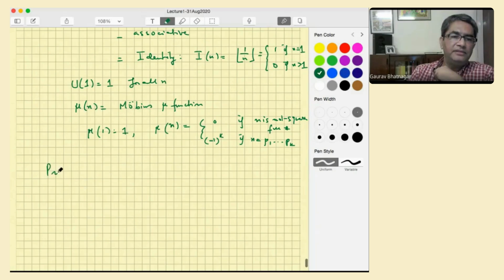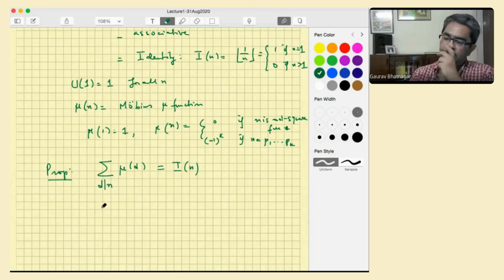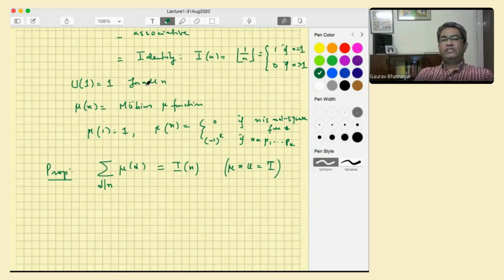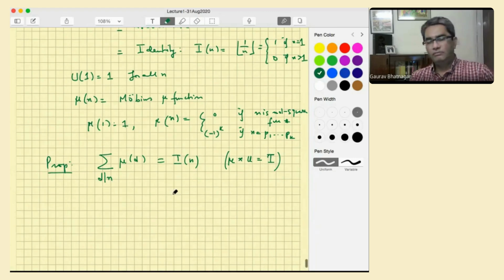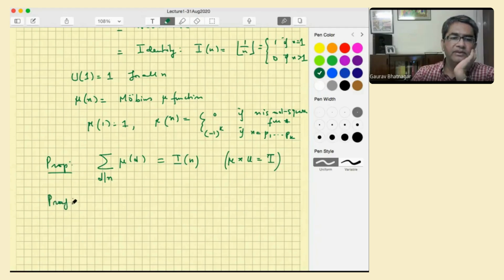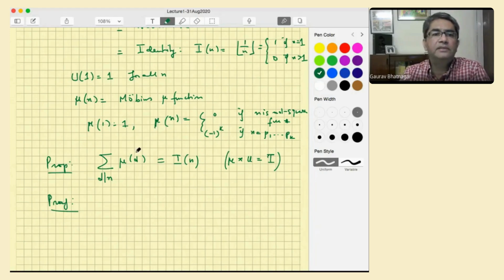And the proposition is that the sum of mu of d over d dividing n is equal to I(n). What this means is that mu star u is equal to I. So the inverse of this function u, in some sense, is this Mobius mu. Any questions so far on the definitions? Any questions? This is mu of 1.